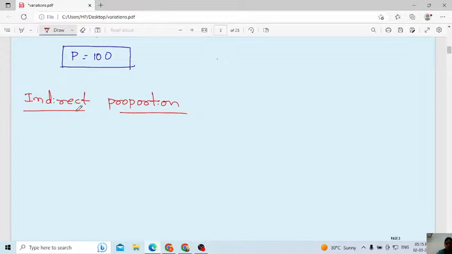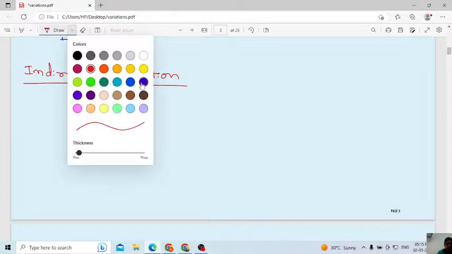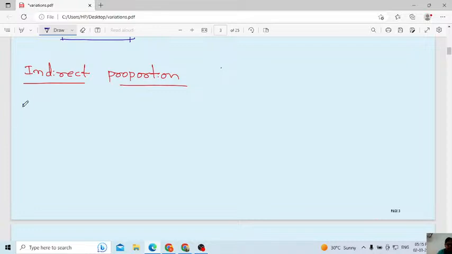Okay, next one is indirect proportion. What is meant by that? Let us study. Here also I will consider one example, because you have to know the concept in detail, then you can answer any type of questions they ask. Number of toffees, number of kids, and also number of toffees.